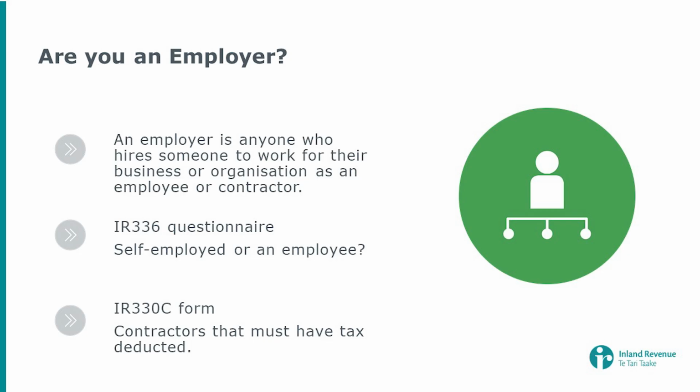It's an IR 336. If you hire a self-employed contractor, you may still need to deduct tax from their payments. There's a list of contractors that must have their scheduler tax deducted from their income. It's found on our website and on our IR 330C form.